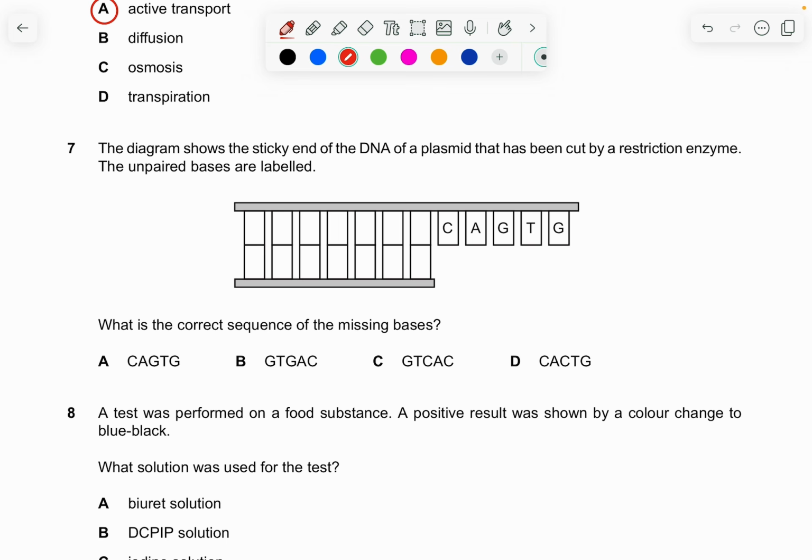Question 7. The diagram shows the sticky ends of the DNA of the plasmid has been cut by a restriction enzyme. The unpaired bases are labeled. What is the correct sequence of the missing bases? So this is the DNA, so you know that A will go to T and C will go to G. So you just fill in one by one: G, T, C, A, C. So the answer is C.